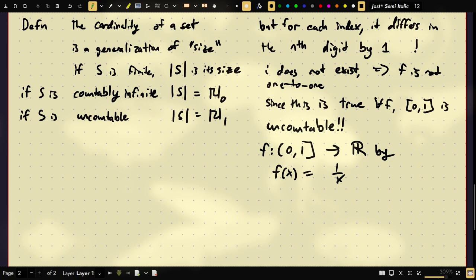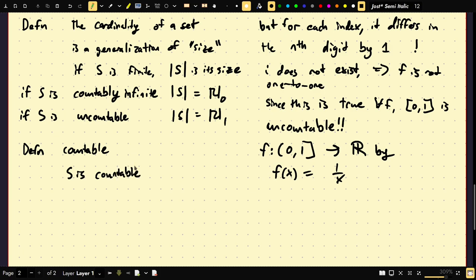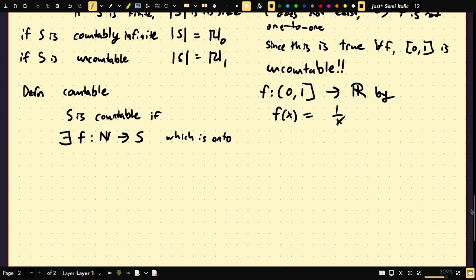It may be obvious to you that we can take the opposite of our definition of countable, and we could say that S is countable if there exists f from the naturals to our set S, which is onto. So basically, we can count the elements of S. That's really what that means, and it's equivalent to our definition of countable.